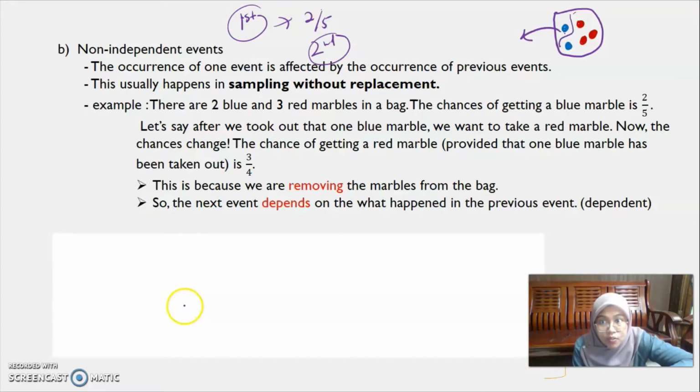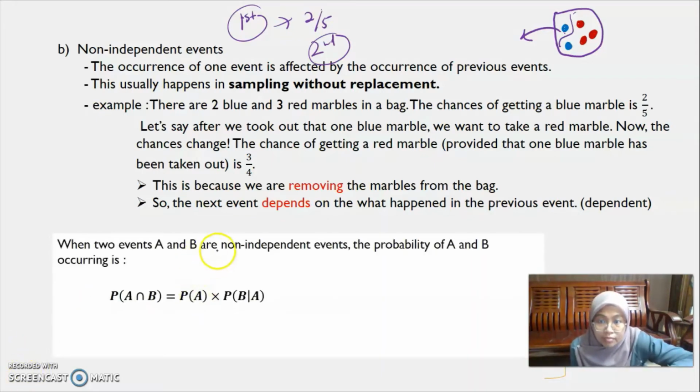So this is an example of a non-independent event. The next event depends on what happened in the previous event. That is why it is called a dependent event or non-independent event.